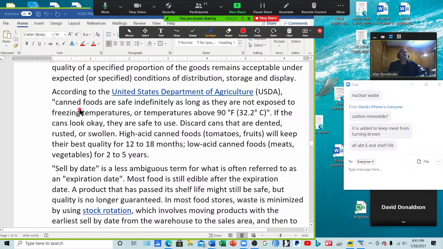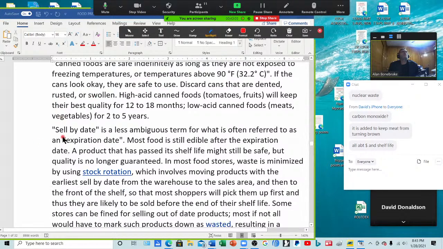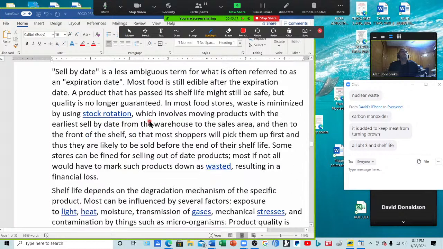According to the USDA, canned foods are safe indefinitely as long as they are not exposed to freezing temperatures or temperatures above 90 degrees Fahrenheit. If the cans look okay, they are safe to use. Discard cans that are dented, rusted, or swollen. High acid canned foods such as tomatoes and fruits will keep their best quality for 12 to 18 months. Low acid canned foods, meats, or vegetables, for 2 to 5 years.